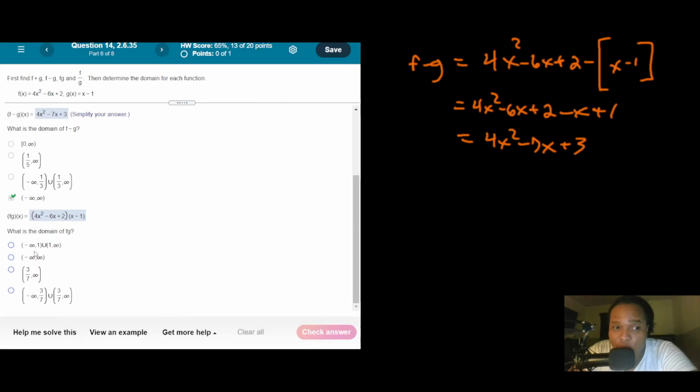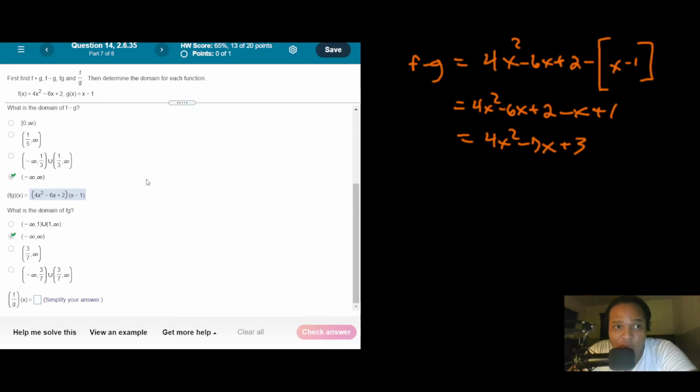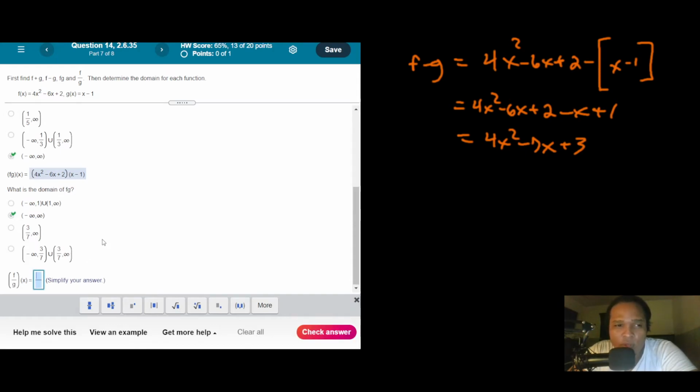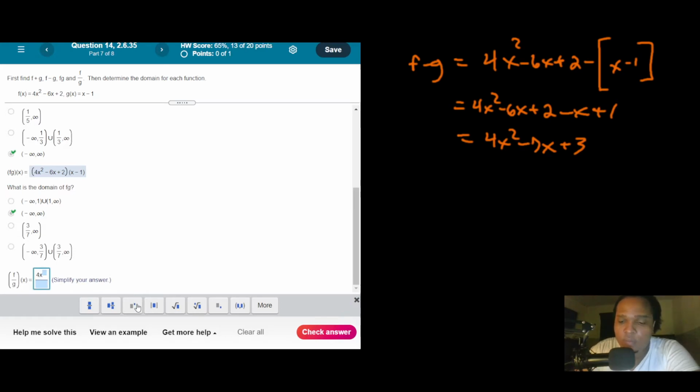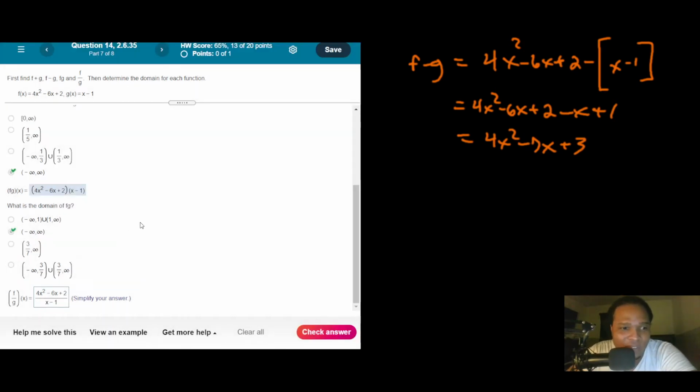Okay, no fractions, no square roots. You know what that means. All right, f divided by g. Let's make a fraction bar. You can hit it by hitting the backslash. So you're going to take your f, 4x squared minus 6x, and then plus 2. We're going to divide this by x minus 1. Hit enter.